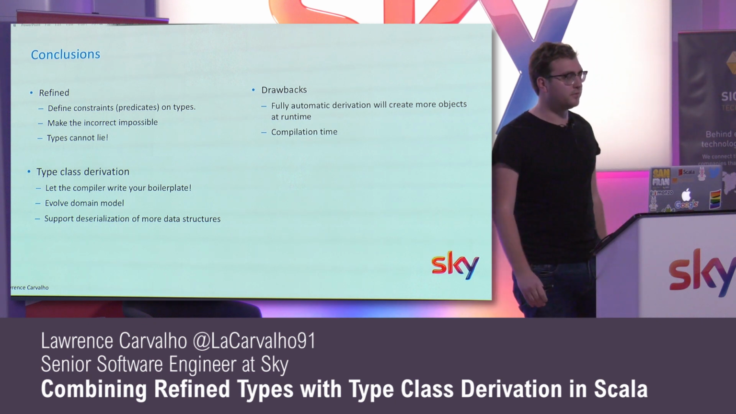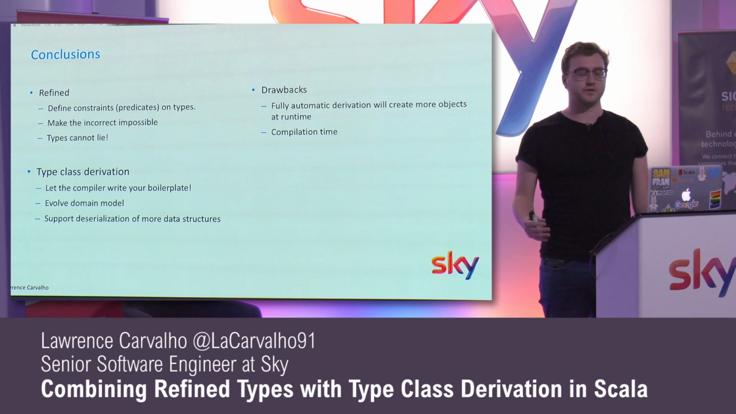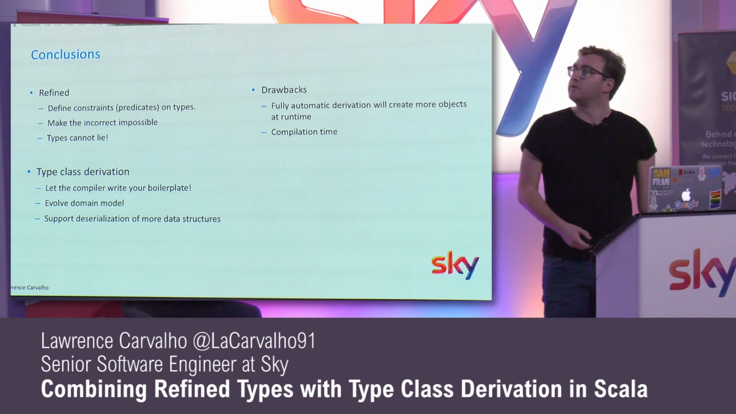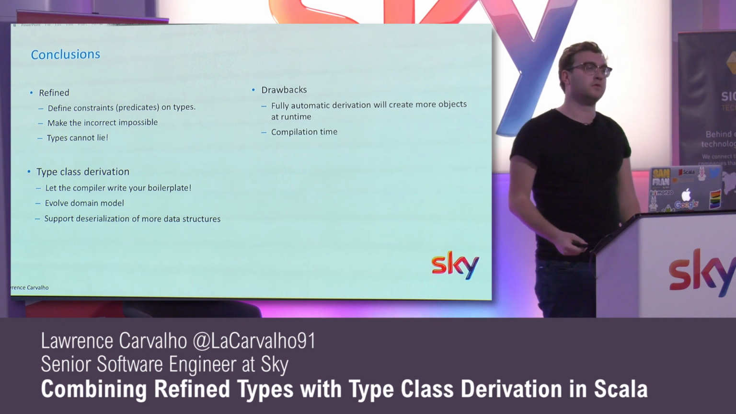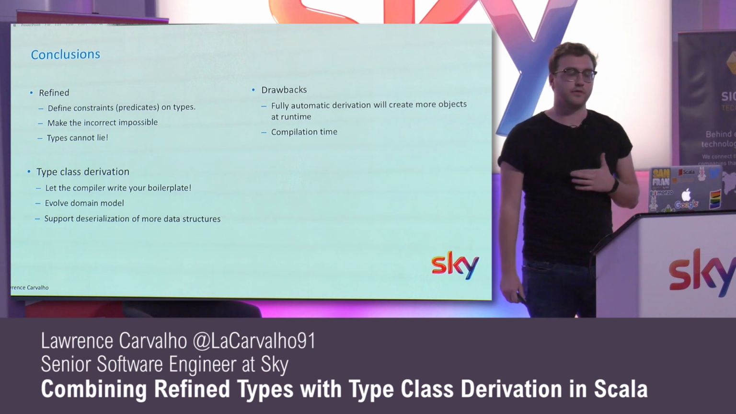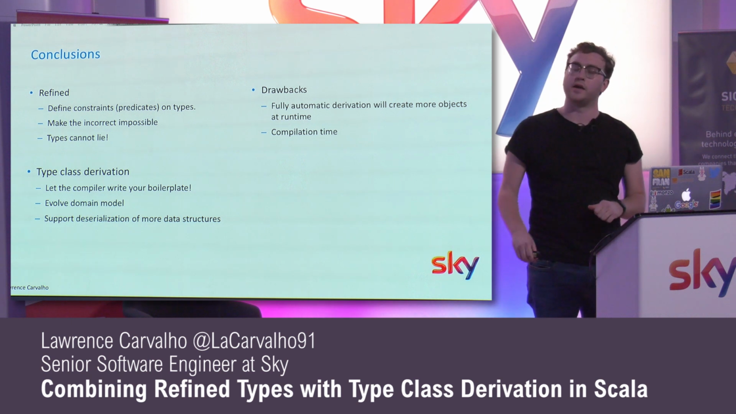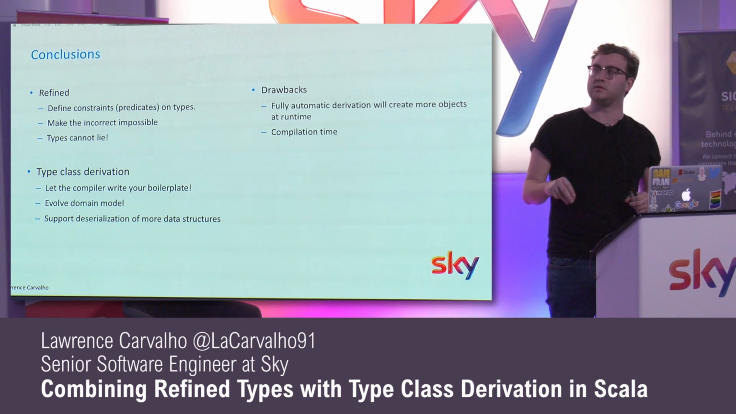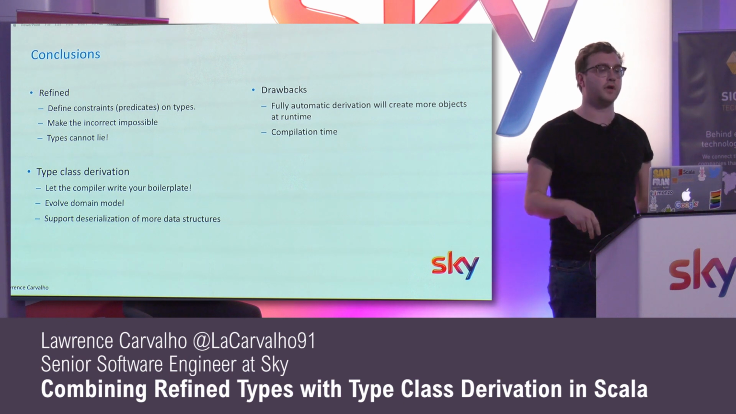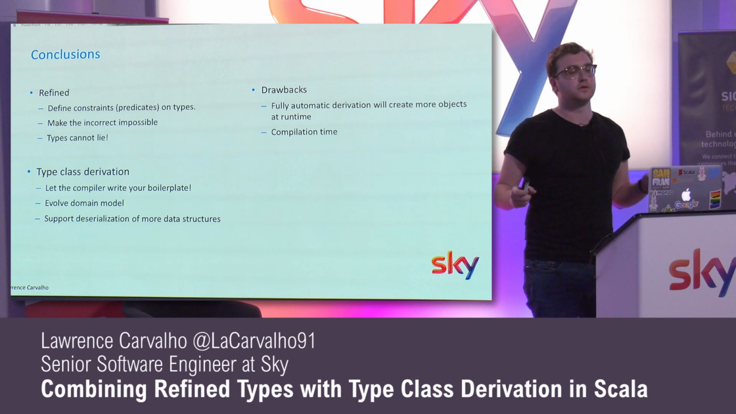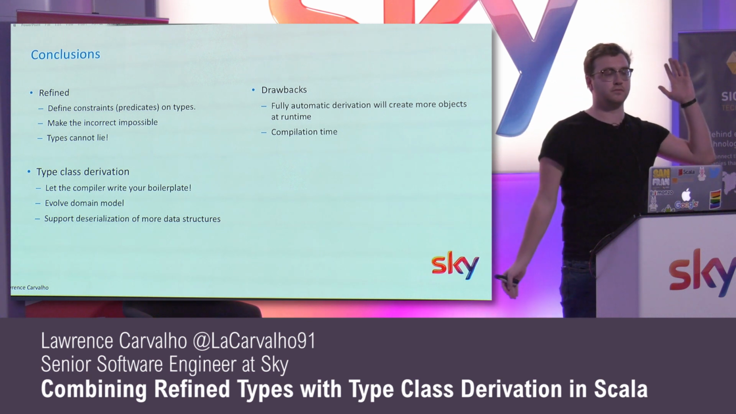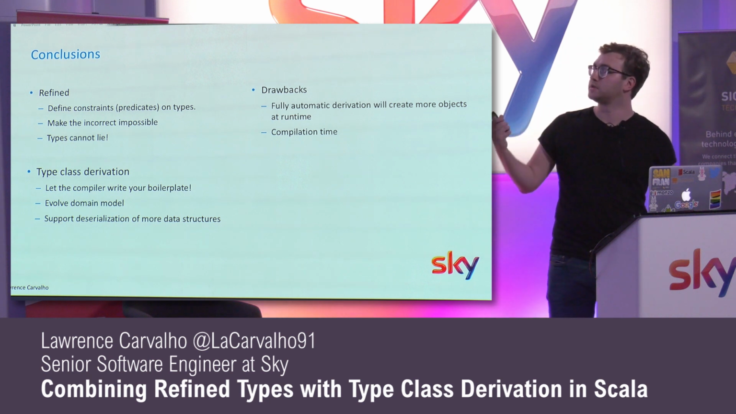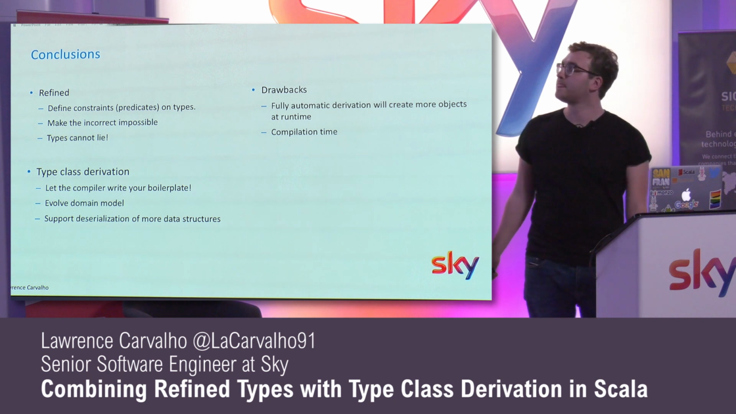There are a couple of drawbacks, but the benefits massively outweigh the drawbacks. Fully automatic derivation is going to create more objects at runtime, but there is a solution to that. You can use semi-automatic derivation, where you statically define your type class instance, but your type class instance is doing nothing other than calling the type class derivation mechanism. So it's generally going to be one line, not the whole massive thing that I had defined at the start, and that will prevent extra instances of that type class being created at runtime.